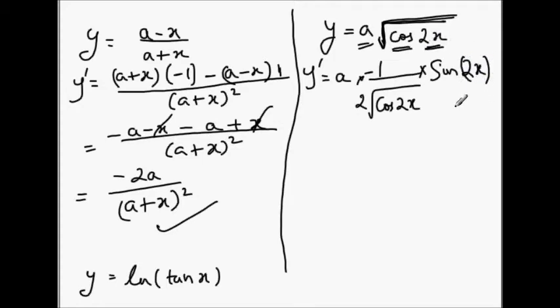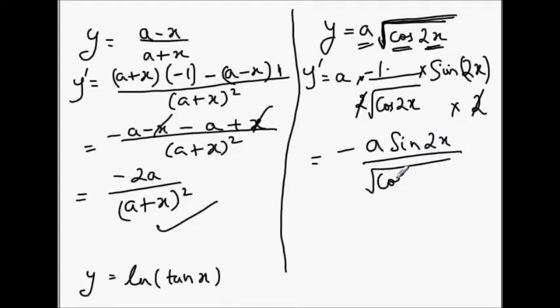The third function is 2x, therefore it is multiplied by 2. So this 2 and this 2 get cancelled. So in the numerator you have minus a sine 2x divided by root of cos 2x. Okay, so this is the simplest form that you can give for this question.